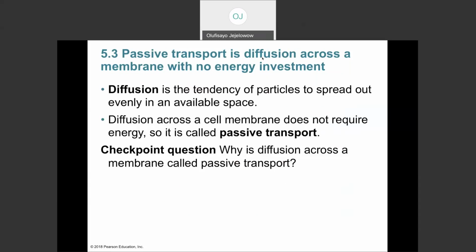So diffusion is the tendency of particles to spread out evenly in an available space. Diffusion across a cell membrane does not require energy. Because it does not require energy, it is called passive transport. Checkpoint question: why is diffusion across a membrane called passive transport?